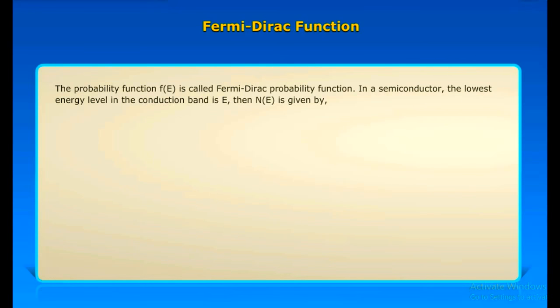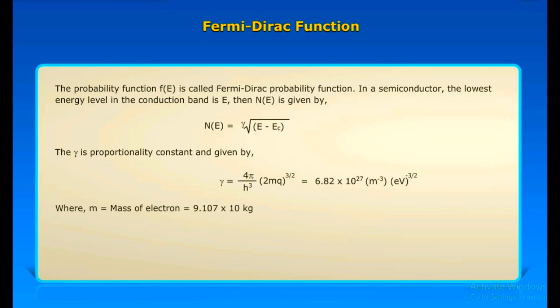The probability function Fe is called the Fermi-Dirac probability function. In a semiconductor, the lowest energy level in the conduction band is E. The Ne is given by the gamma is proportionality constant and given by where m is equal to mass of an electron, q is equal to charge on electron, h is equal to Planck's constant.